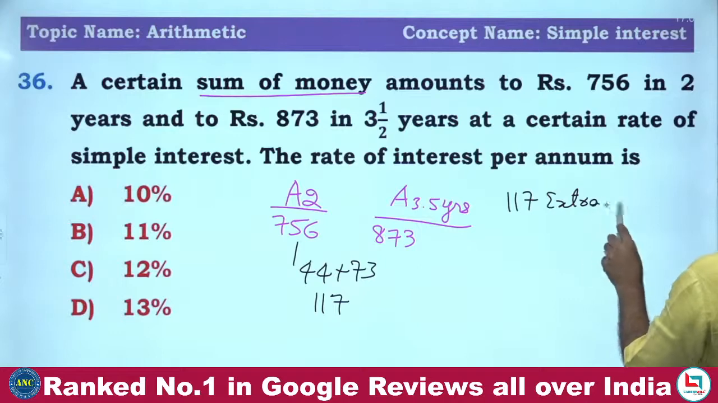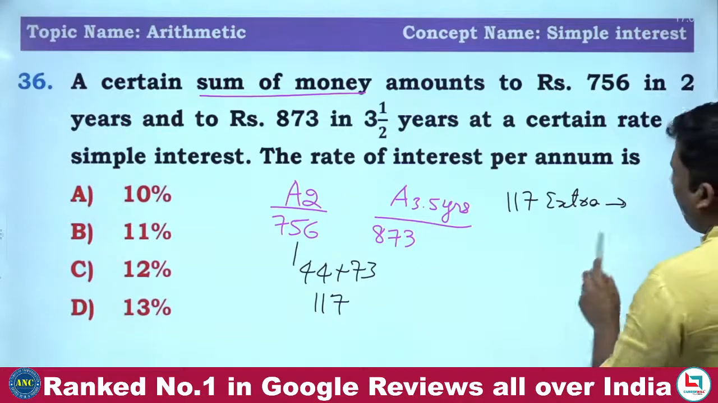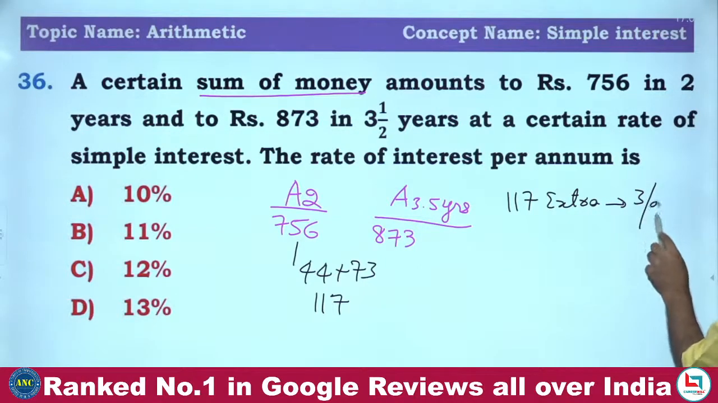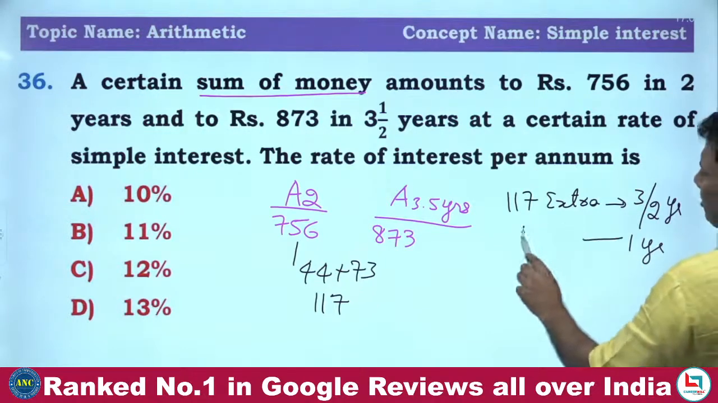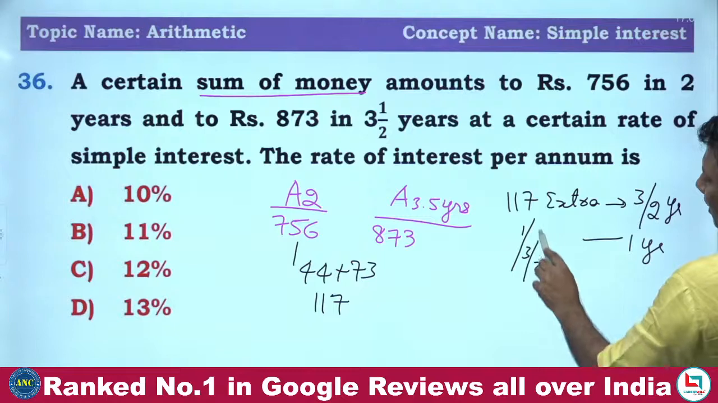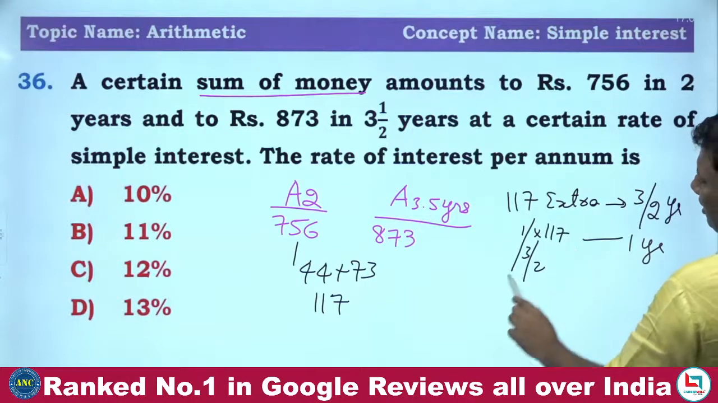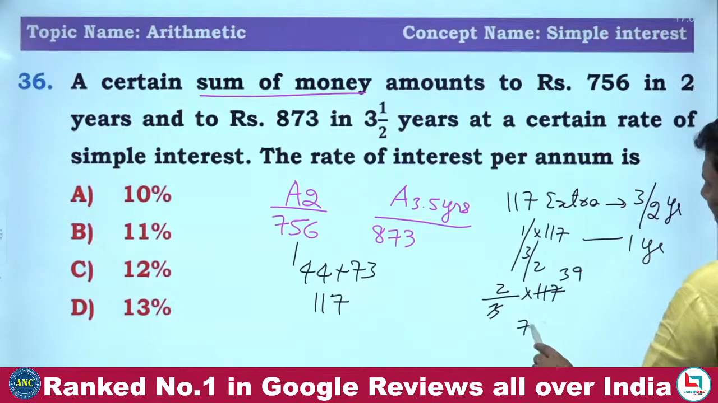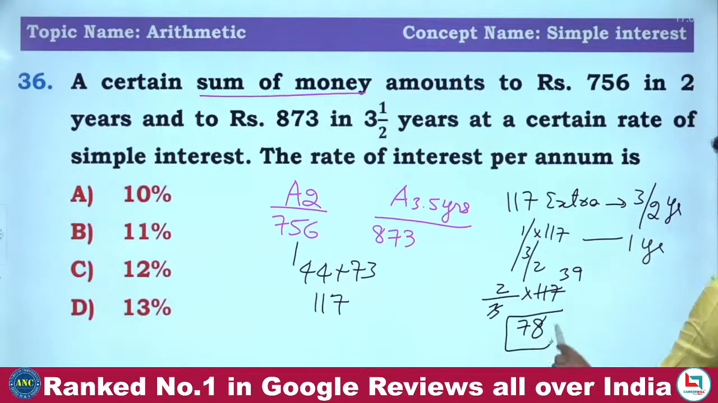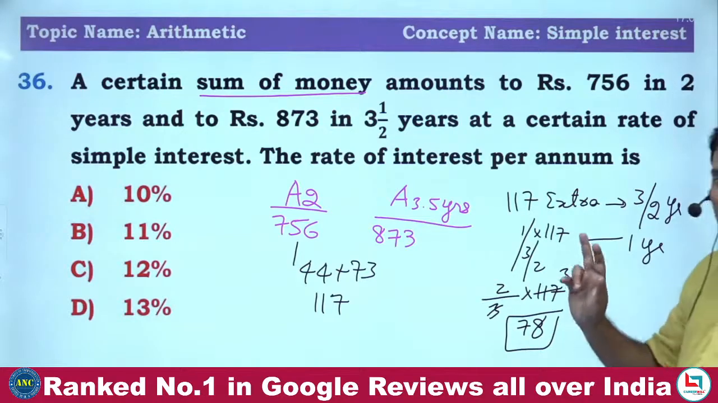117 rupees extra I gave in 1.5 years. 1.5 is 3 by 2 years. In 1 year, how much is it? 1 by 3 by 2 into 117, that is 2 by 3 into 117. 3 13s are 39, 2 39s are 78. How much did I give extra? 78 I gave extra in 1 year.